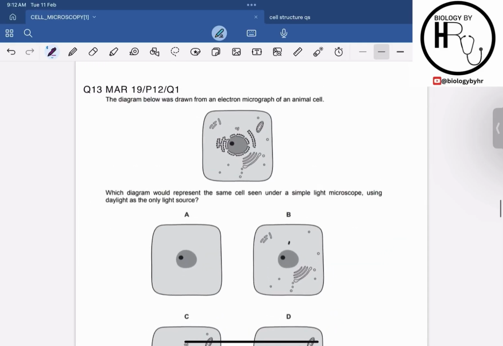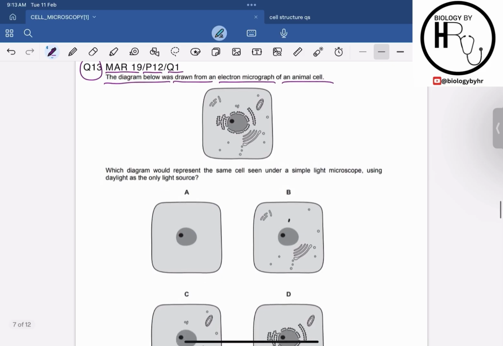Alright, so let's move on to question 13, which is from March 2019, paper 1, question 1. It says that the diagram below was drawn from an electron micrograph of an animal cell. They have drawn an animal cell from an electron micrograph over here. They are asking which diagram would represent the same cell seen under a simple light microscope using daylight as the only light source.